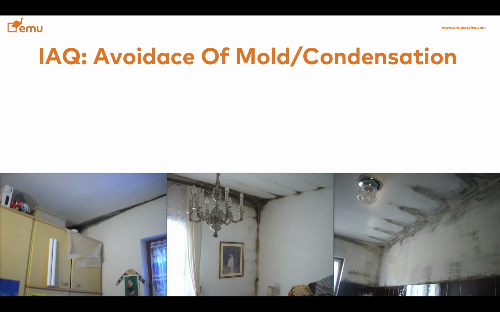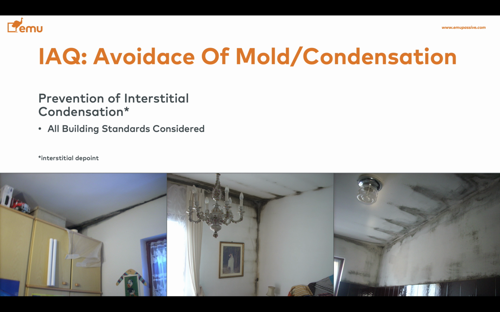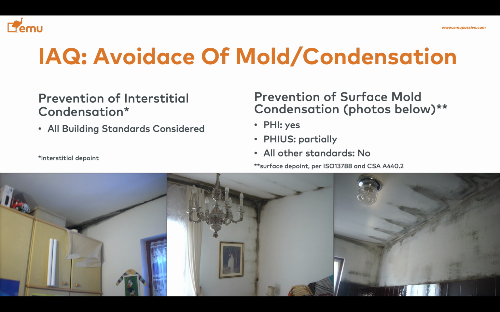Avoidance of mold and condensation is critical. Most standards, all the building standards that we considered, have measures to prevent interstitial condensation that happens within the walls. And that is not what we are seeing in this picture. These pictures are showing surface mold and condensation happening at the surface, not inside. And we're going to see later a little bit more of what we talk about in terms of durability.